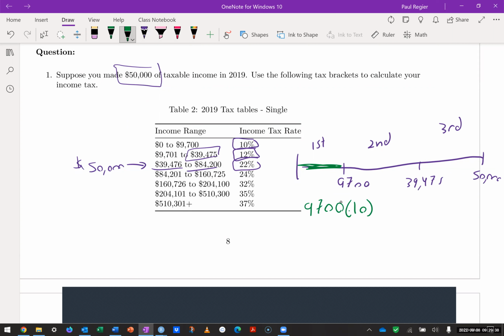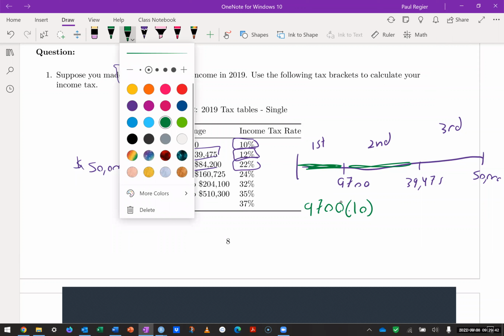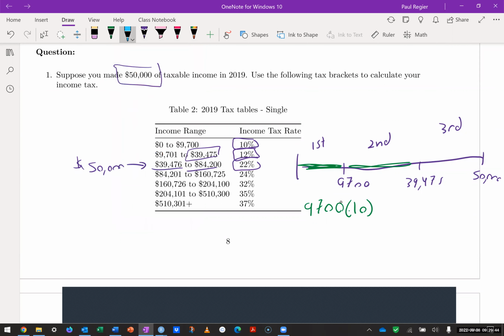That's the first. The second, we actually maxed out the second bracket here. So the second bracket, we're going to have everything in this range. So how do we find out how much income is between 9,700 and 39,475? To do that, we'll take 39,475 minus 9,700. That's how much income falls in this range here. And that gets charged 12%.